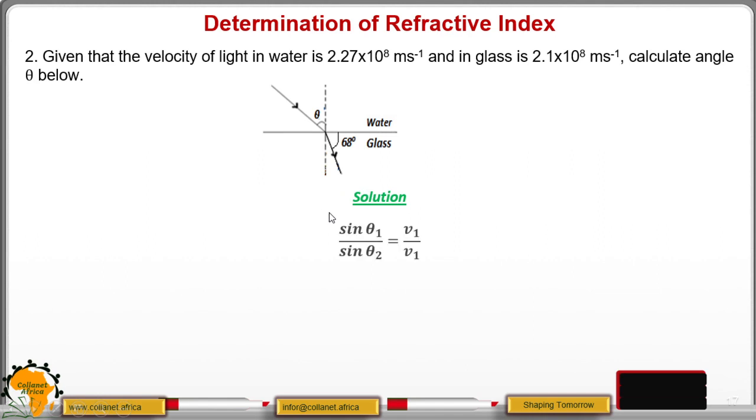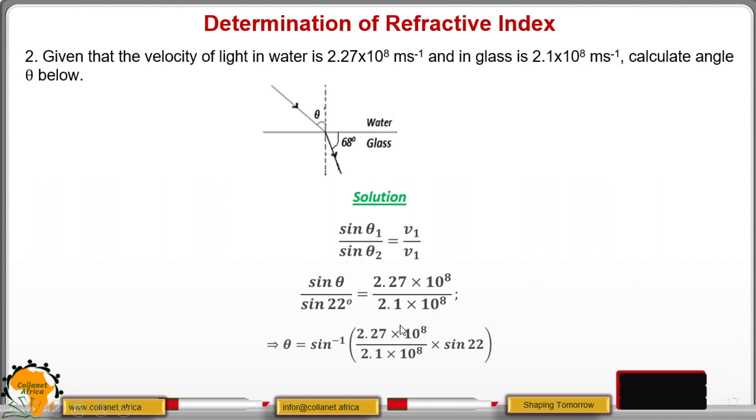So we proceed as follows. Sin theta 1 over sin theta 2 is equal to v1 over v2. This should be v2. Then sin theta 1 is what we are looking for. But theta 2 is 22 degrees when you subtract. So it will be sin theta divided by sin 22 is equal to 2.27 times 10 to the power 8, that is the velocity of light in water, divided by the velocity of light in glass, which is 2.1 times 10 to the power 8 meters per second.